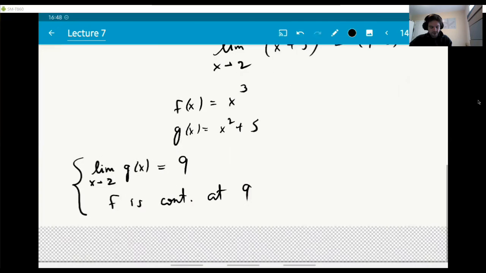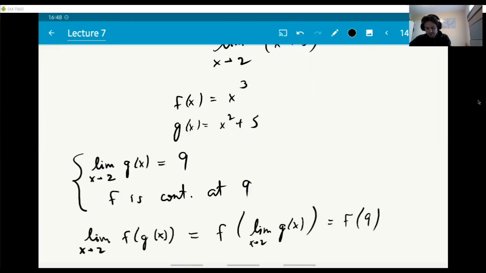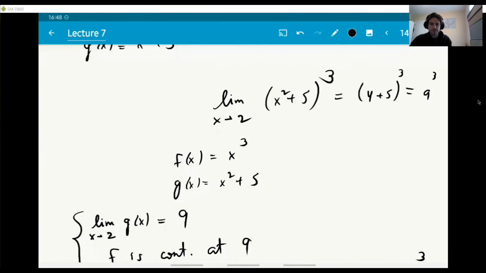So because of that, if you want to find the limit of f of g, then that is the same thing as f of the limit of g, which is f of 9, as we just did. F of 9 is 9 cubed. So I just want you to think of this theorem as a kind of behind the scenes. It's a justification for the procedure that we do all the time of just plugging in the value whenever it's possible. But why do we have to be careful about this sometimes?